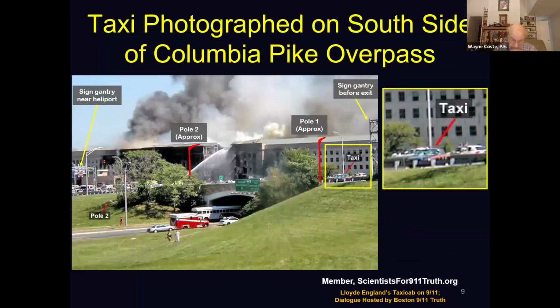So this is an image. This shows basically the bridge. You can see the taxi on the right-hand side. I'm not going to talk about Lloyd being confused or anything like that. He's obviously not the brightest.